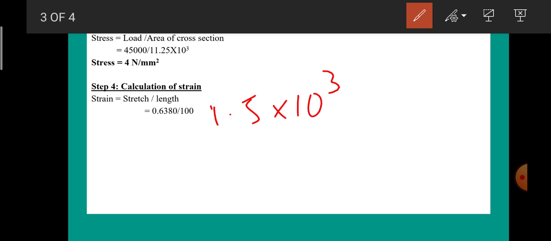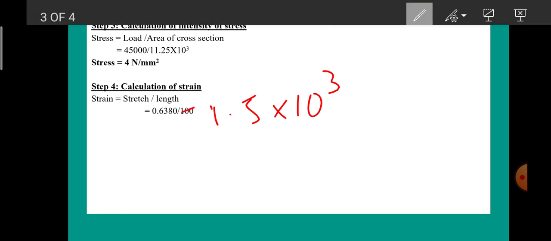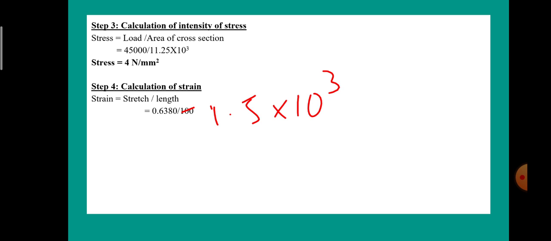The stretch they have given as 0.6380. So 0.6380 divided by 1.5 into 10 power 3. If I do that, I'll get the strain as 0.7 into 10 power minus 3. There are no units here because the ratio is between the same units, so strain will not have any units. So it is 0.7 into 10 power minus 3.